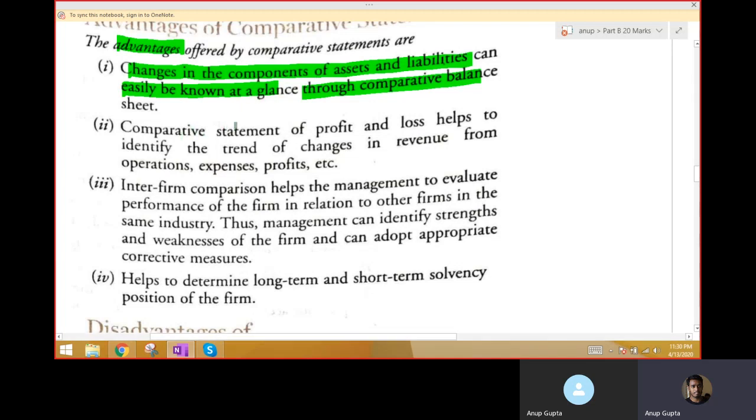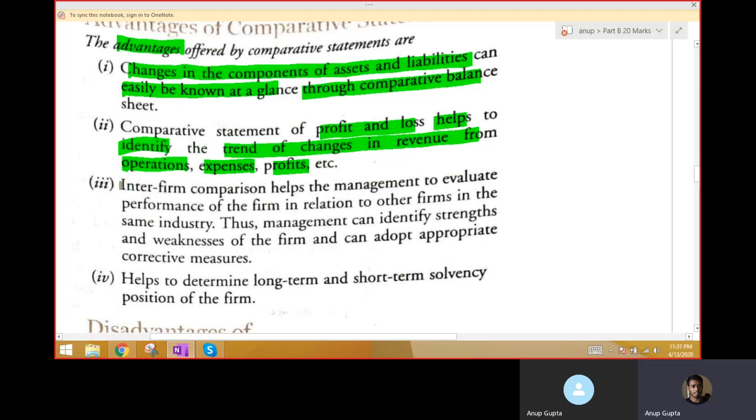The second is the comparative statement of profit and loss helps to identify the trend of changes in revenue from operations, expenses, and profit. Obviously, in the statement of profit and loss, whatever changes in the trend can be easily recognized and understood, and you can also quantify the amount of change or the percentage of change in the comparative statement.